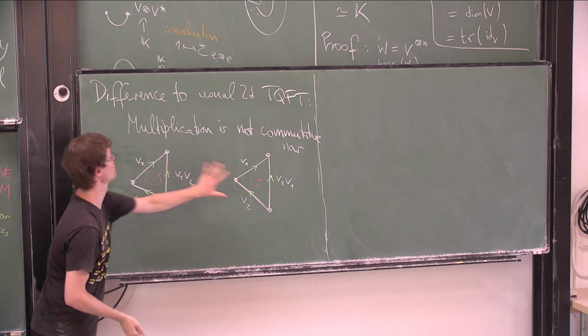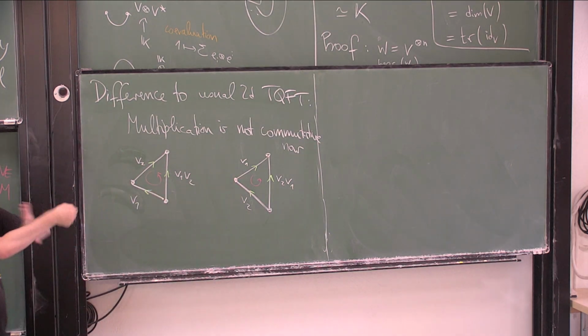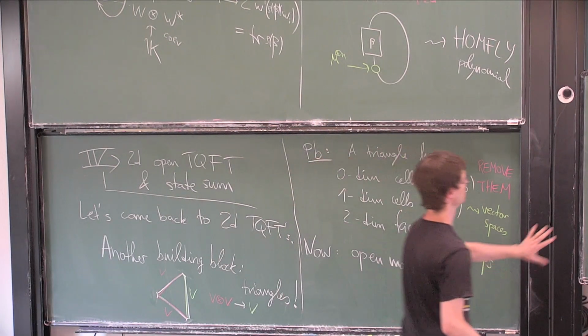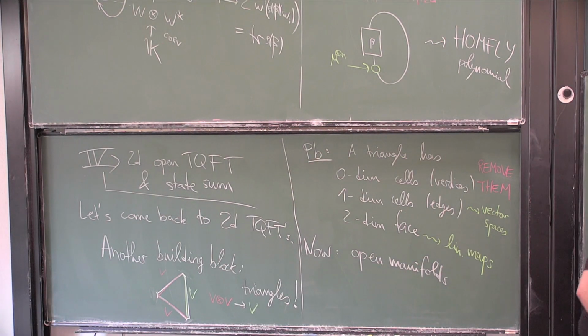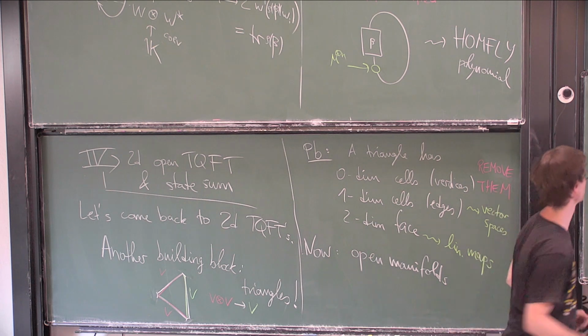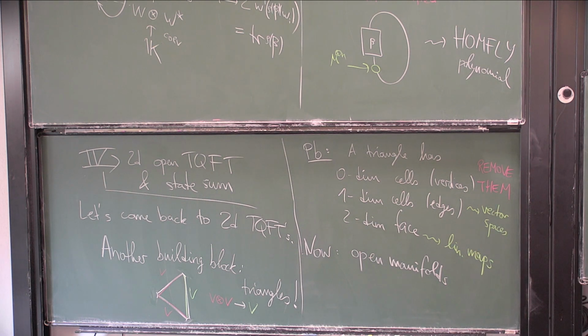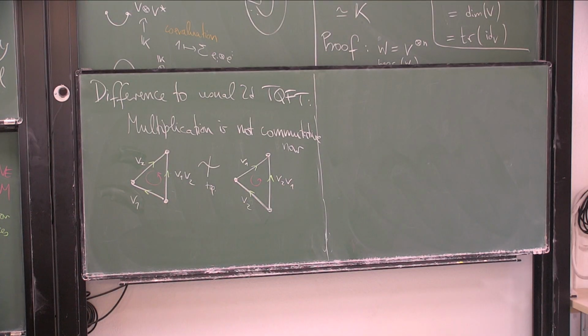And actually now you can check that these two things are not homeomorphic to each other. If you turn this around, then V2 will not match to this because the orientation does not match, right? Yeah, the orientation does not match. So actually these two things are not homeomorphic. And so a priori this multiplication is not commutative.